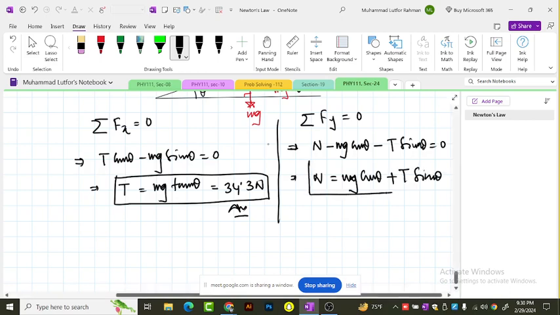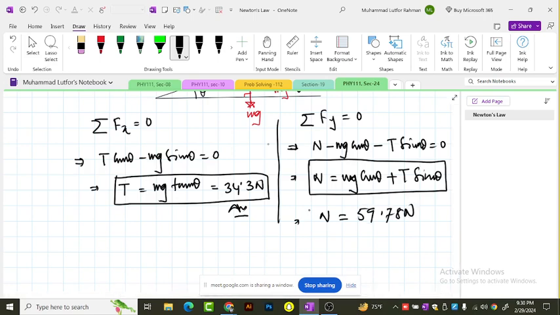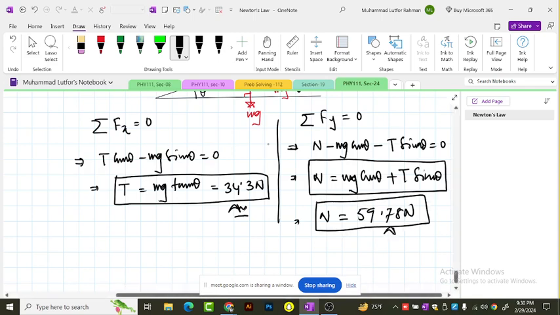That should be that normal reaction force, and if you plug in those values, you will find out this normal reaction force would be 59.78 Newton. This is again the apparent weight of this solid sphere, because it is different from the actual weight. Actual weight is simply mg. Right now it is different from that one, so that's why it should be the apparent weight.